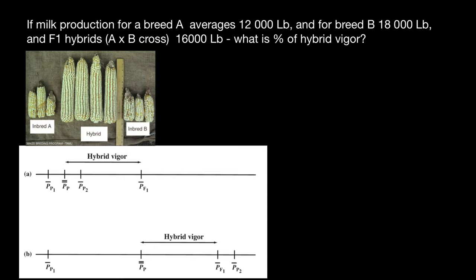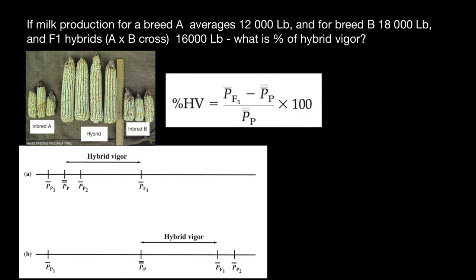Now you're ready for calculations, and we are going to use this formula. Hybrid vigor, which we measure as a percent, is the mean performance of the F1 generation minus the mean performance of the parents, divided by the mean performance of the parents, times 100.